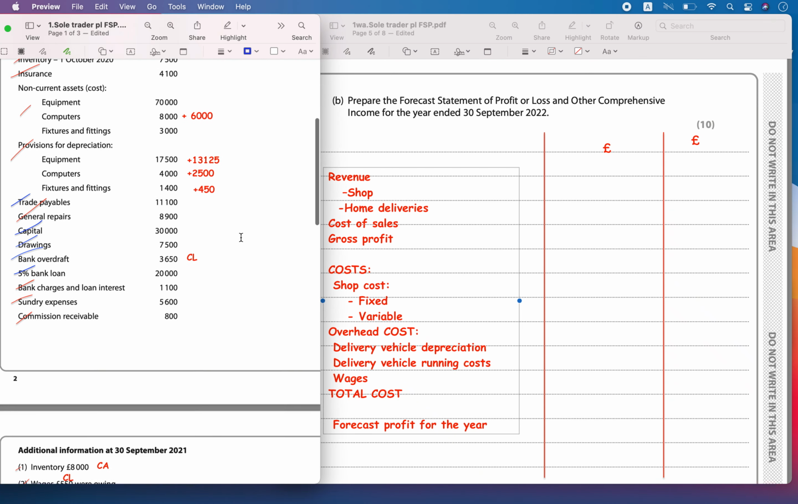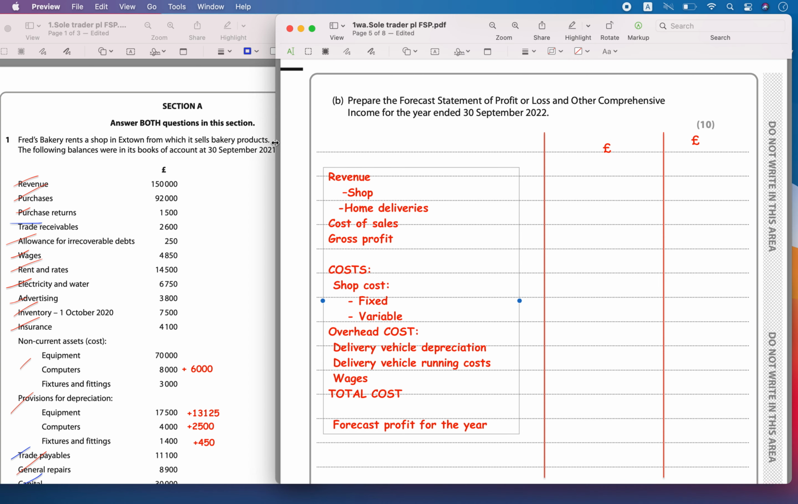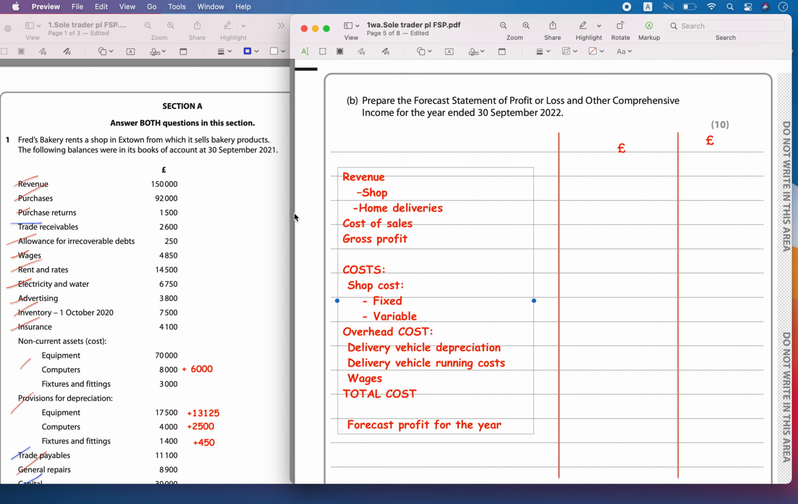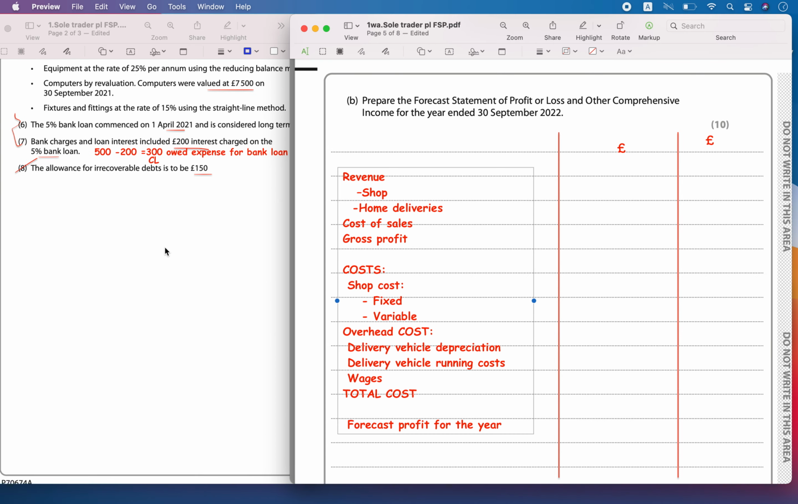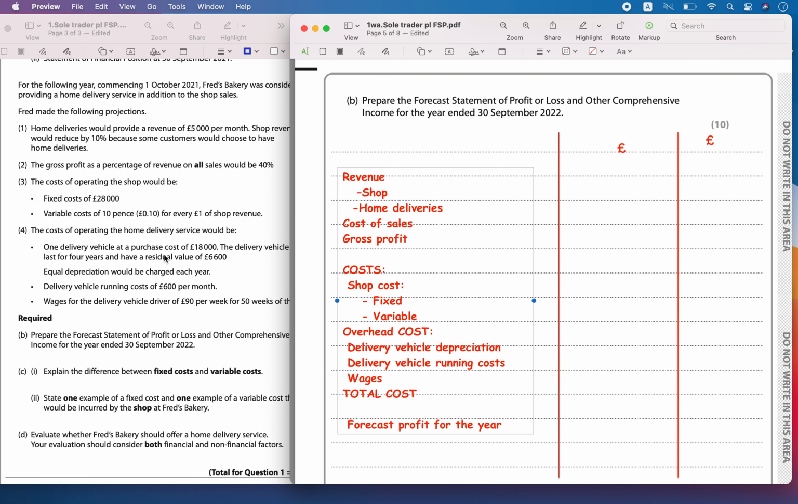Hello, today we are solving Jan 2022 paper question number 1 part B. Prepare the forecast statement of profit or loss and other comprehensive income for the year ended 30th September 2022. Regarding this there is some information given. Let's see that.